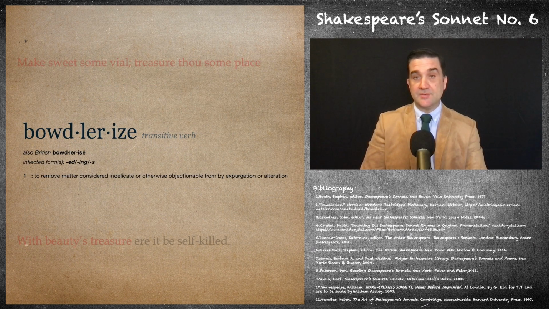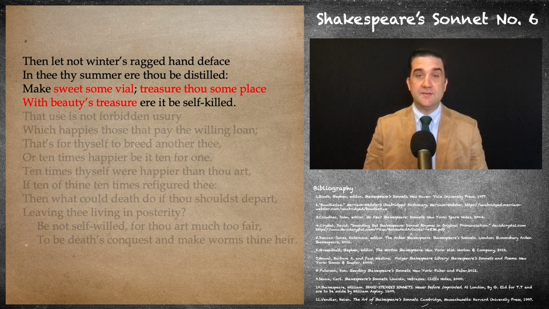To bowdlerize is to remove content that is considered objectionable or indecent by either expurgation or alteration. Typically, as here in Sonnet number 6, bowdlerization is employed to remove content of a sexual nature. That is exactly what Shakespeare is doing here by using these metaphors of vial and treasure. He's talking about sex. According to Stephen Booth, to make sweet some vial means to impregnate some womb. The vial, the womb, is made sweet by putting inside of it the young man's beauty.